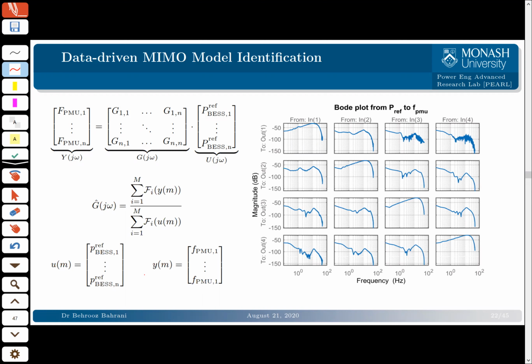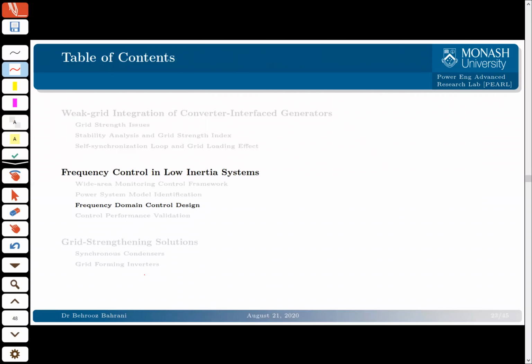So we've got a 4x4 system. So 4 frequencies and 4 power set points for each of these batteries. So we get this 4x4 model of the system, and then we can design a controller based on these non-parametric models that we have obtained.